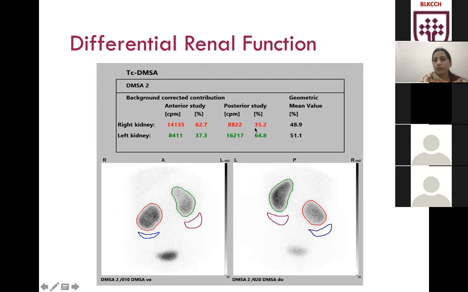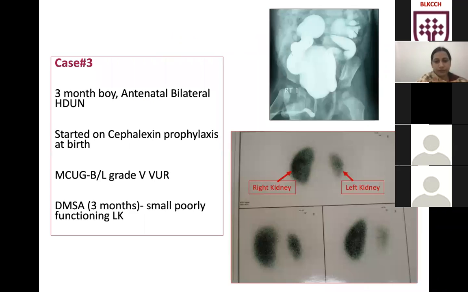And in anterior and posterior views, one can calculate, if both the kidneys' combined function is 100%, how much of the radioactivity is coming from each kidney. That is the differential function of that kidney. So here, the right kidney differential function is 48.9%. That means the right kidney contributed 48.9% of the emitted radiation corrected for the background radiation, and the left kidney contributed 51%. In normal healthy kidneys also, it is not exactly 50-50. It might be plus or minus 5 above or below.